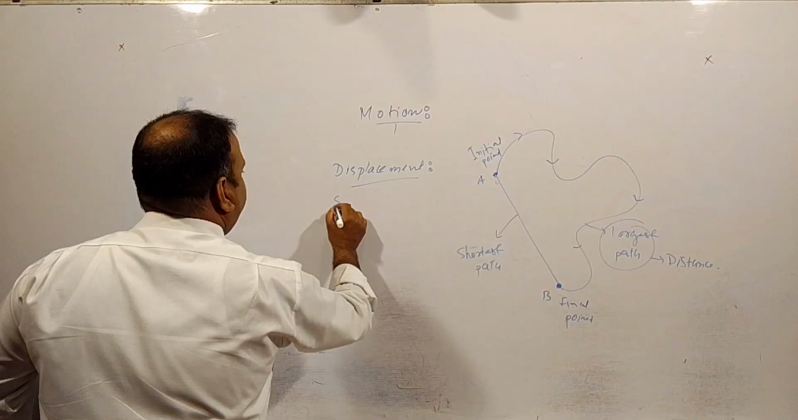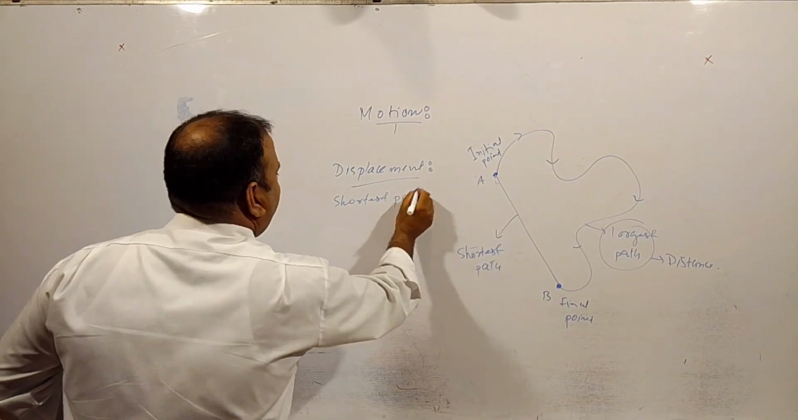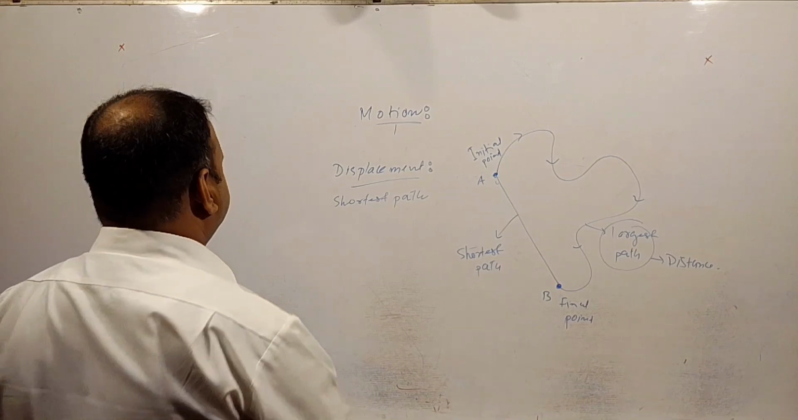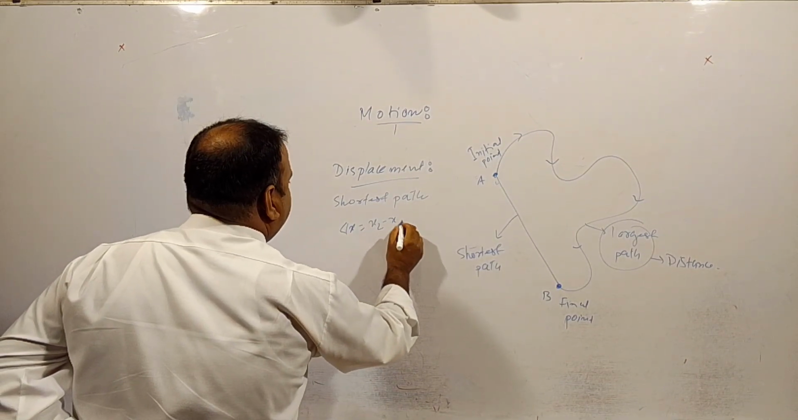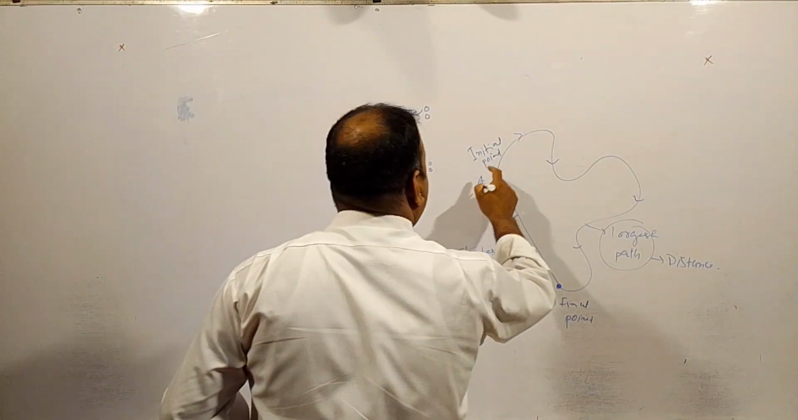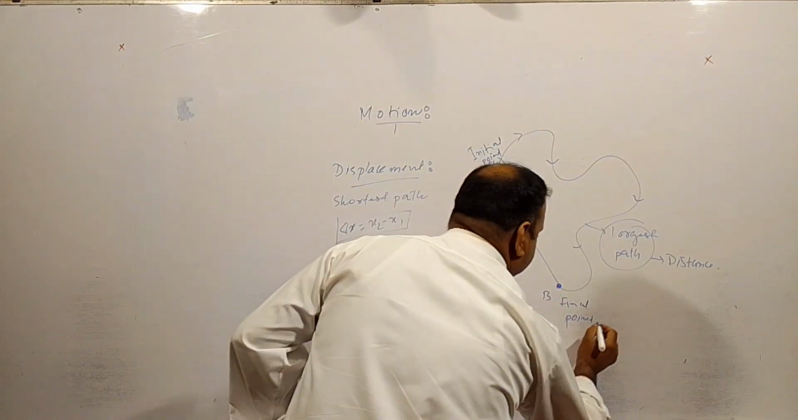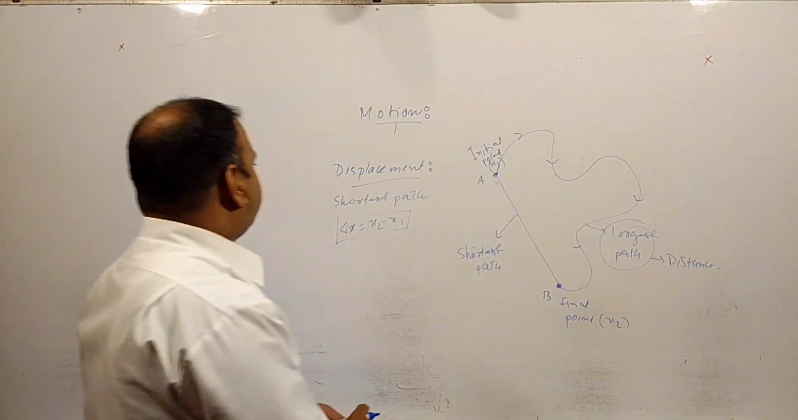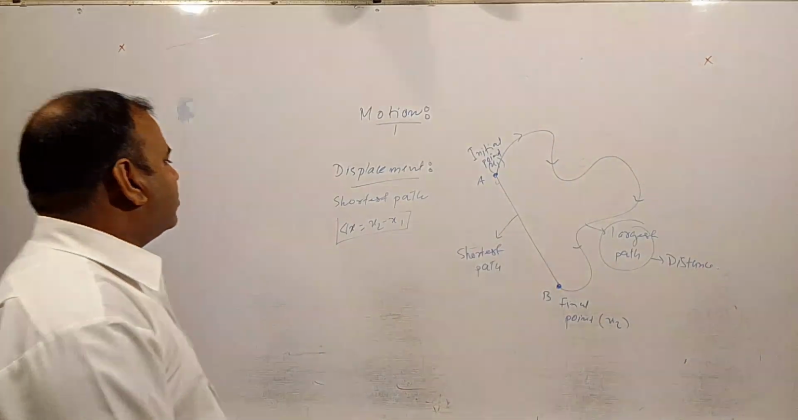That means shortest path. In case of shortcut, that means the shortest path. We can write delta x is equal to x2 minus x1. This is the formula for displacement. Now see, this is the initial point, which is represented by x1, and the final point is represented by x2. So displacement will be delta x is equal to x2 minus x1. So this is the formula.